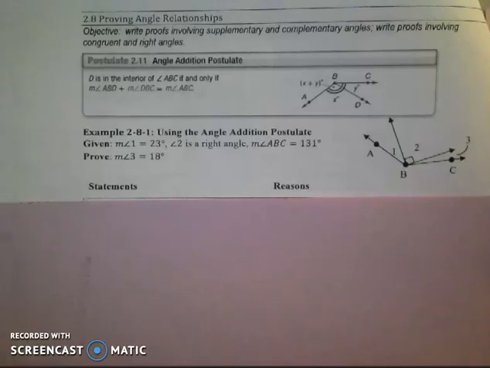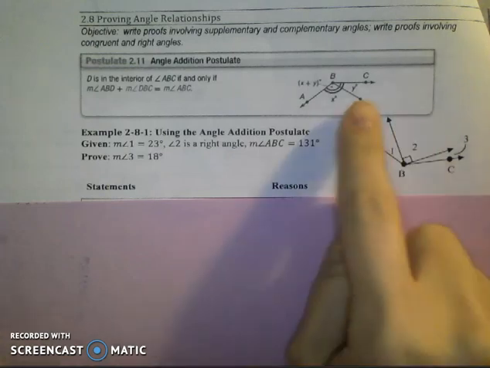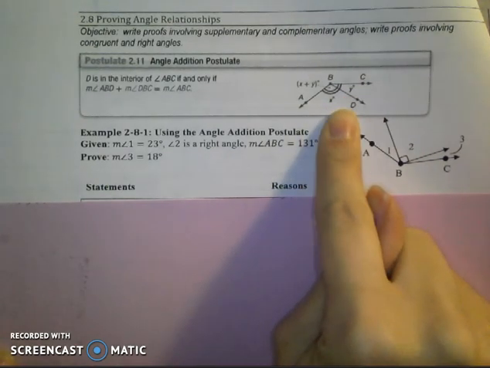All right, so this is lesson 2.8, and we're going to continue our proofs, but talking now more with angles and writing proofs that involve congruent and right angles. So remember that just like segments, we can have angle addition. We can add angle plus angle is equal to its whole. So left plus right equals whole. Just like segments, we can use that for angles.